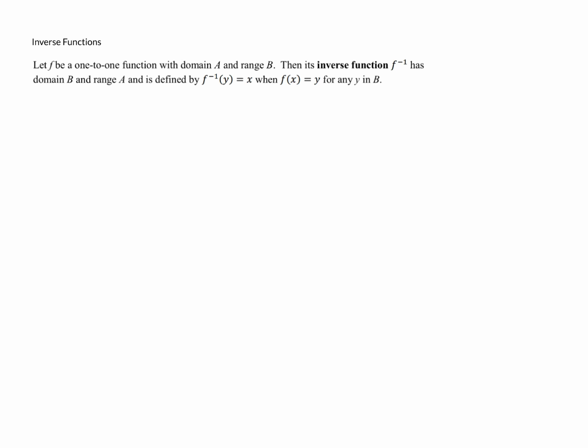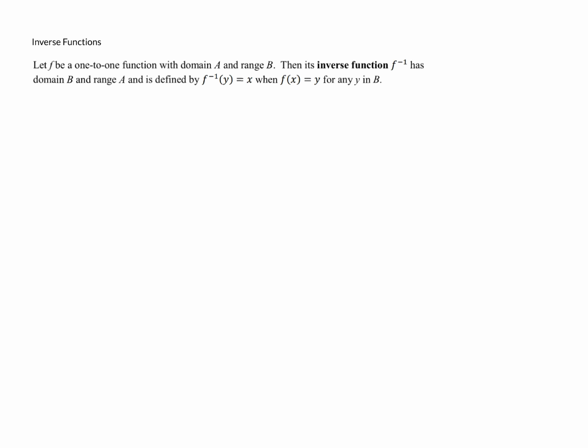So suppose we have a one-to-one function f, then its inverse function, f inverse, has domain B and range A. So the range and domain have swapped, and it's defined by f inverse of y equals x whenever f of x equals y for any y in B. So what that means is if our function f takes the value x and sends it to y, the inverse function takes y and sends it back to x.